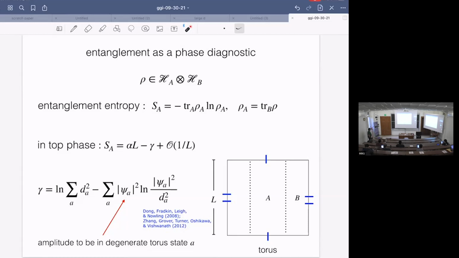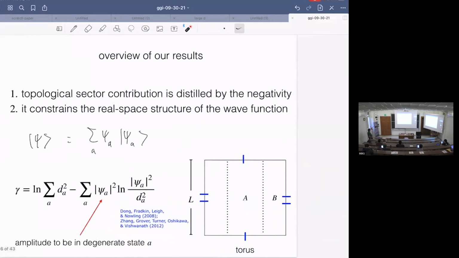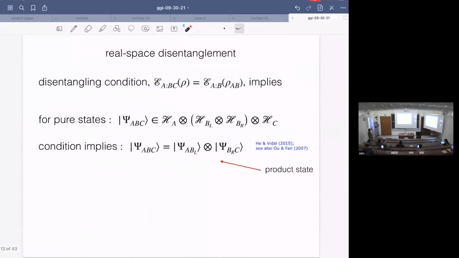One statement of the disentangling condition is that this disentangling condition was able to extract this term in a very simple way. So area law terms canceled, the total quantum dimension term canceled, and left behind the term that depended on the degenerate amplitudes. And furthermore, it was related to the structure of the wave function.